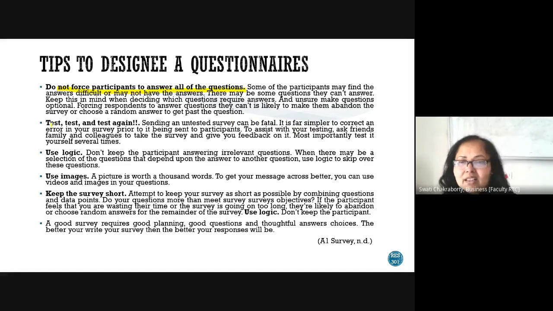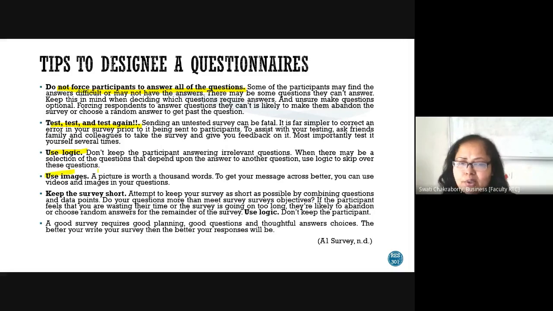You should test your questionnaire, because an untested questionnaire can be problematic, right? So it's better to correct your question errors before you send it to your respondents. And how do you do it? You can ask your friends, family, colleagues to undertake that survey and give feedback. Also use logic. Don't keep the participant answering irrelevant questions, right?